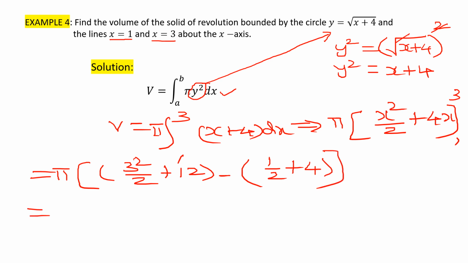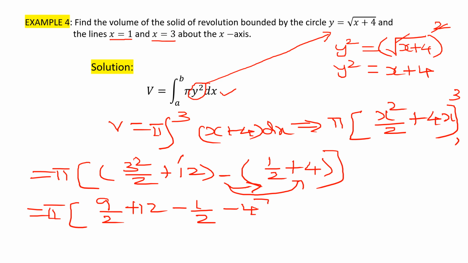Now let me expand. This will give you pi. 3 power 2, we know that it is 9. So 9 by 2 plus 12. Distribute the minus sign over here, that will give you minus 1 over 2. And the second term of the second bracket, that will become minus 4.